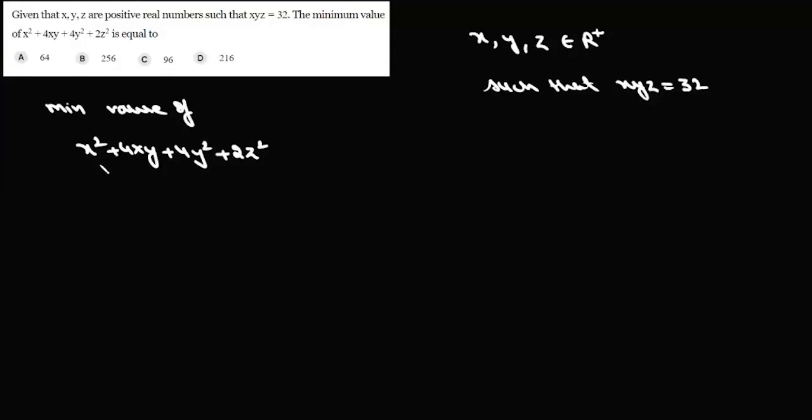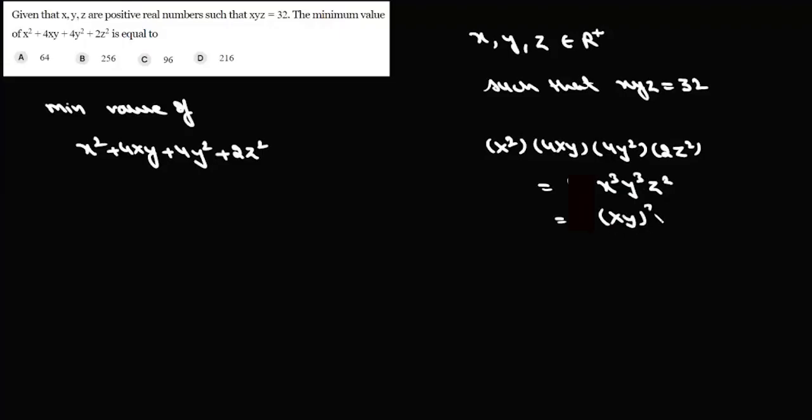But the problem here is, if we want to multiply these 4 expressions, then we get x square into 4xy into 4y square into 2z square, and then we'll have x cube, y cube and z square. So we'll get this expression as x y cube into z square, but we are given that x into y into z is constant. So this expression on the geometric mean side won't be a constant, so we won't be able to get this minimum value. Now this problem can be resolved if we use weighted AM-GM.